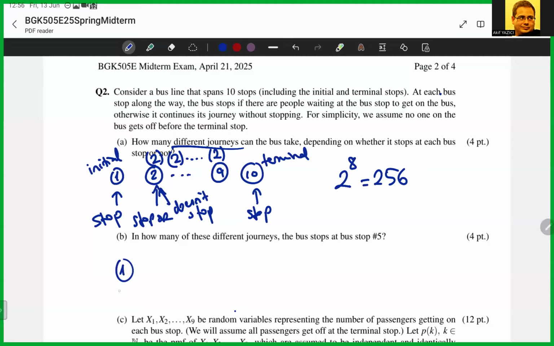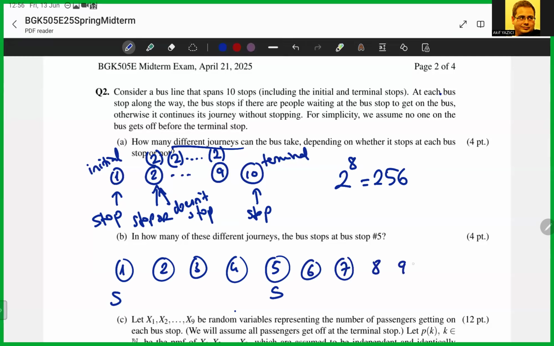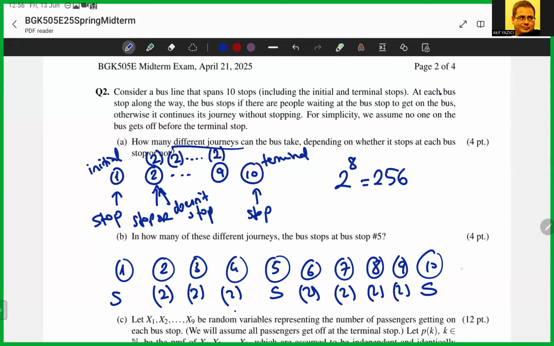In how many of these journeys does the bus stop at stop number 5? So stop number 1, you will stop. Number 2, 3, 4, 5, you want to stop here. 6, 7, 8, 9, and 10. That's the terminal, you will stop here. And two choices at each of the remaining stops, which is 2 to the power 7. That's 128 different patterns, different journeys.